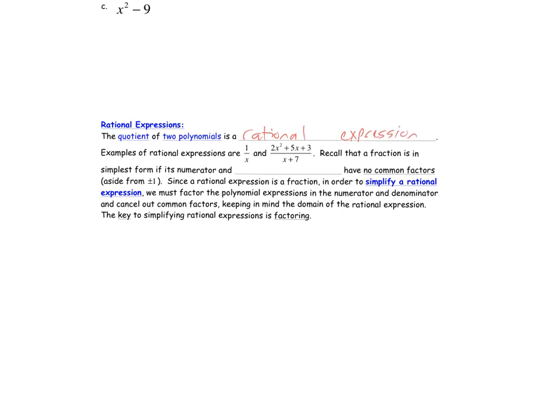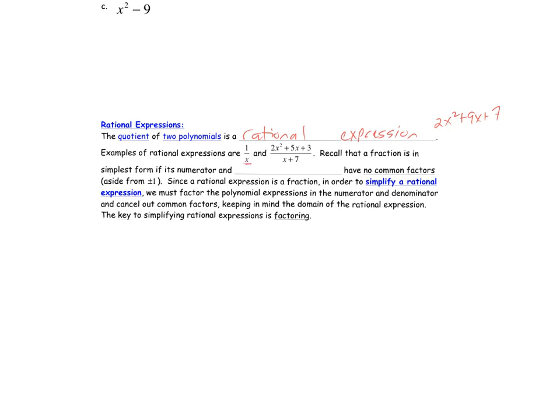Polynomials have variables with whole number exponents, like 0, 1, 2, 3, and real coefficients. So a polynomial could be something like 2x squared plus 9x plus 7. That would be a polynomial. If we want a rational expression, we're going to have the ratio or the quotient of two polynomials. So here are a couple of examples.